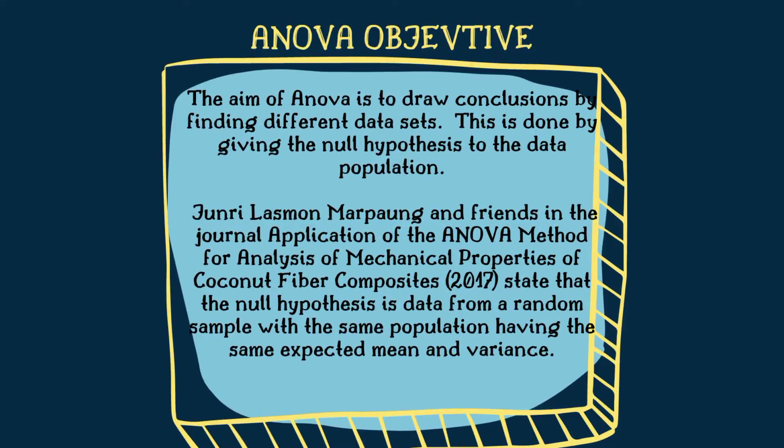ANOVA objective. The aim of ANOVA is to draw conclusions by finding differences between datasets. This is done by setting a null hypothesis for the data population. Junri Lasman Marpong and friends, in the journal Application of the ANOVA Method for Analysis of Mechanical Properties of Coconut Fiber Composites, 2017, state that the null hypothesis is that data from a random sample with the same population have the same expected mean and variance.